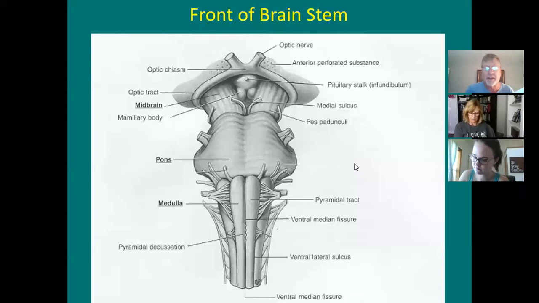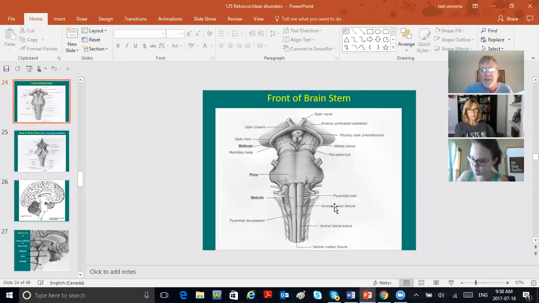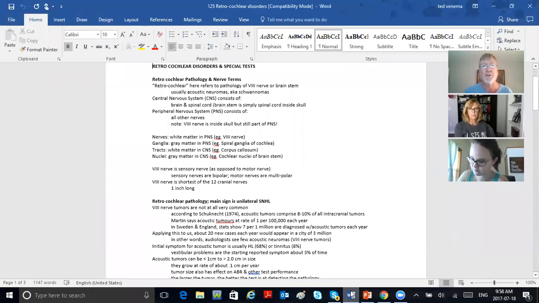Of course, you have that written right in the notes. We'll just look at these notes here for a second. Go to the notes and you will see it there. Retrocochlear, central nervous system, peripheral nervous system. And there it is. Look at the last sentence there. Note, 8th nerve is inside skull, but still part of peripheral nervous system. Now look below that, you're going to see 4 words. In your notes, you'll see nerves, ganglia, tracts, and nuclei. Now, what the Sam Hill? People always talk about nerves. Well, guess what? You have 4 different things happening here. Nerves are white matter in the peripheral nervous system.